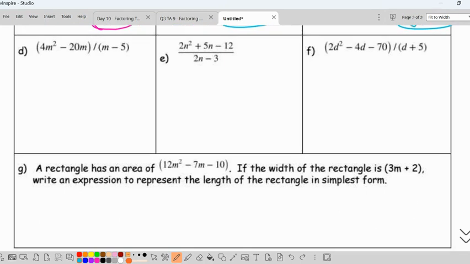Go ahead and pause the video and try D, E, and F, and then check your answers.